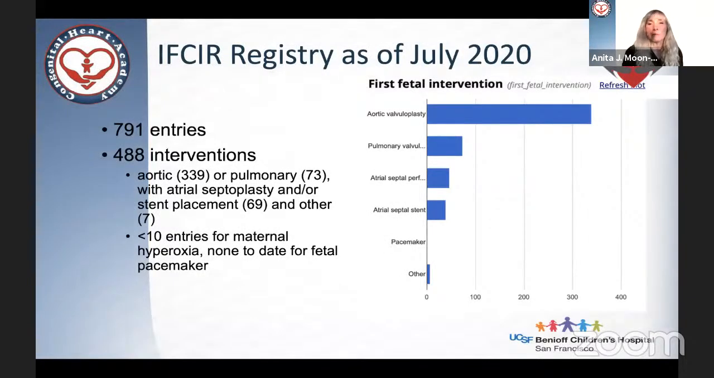As of July 2020, the last time I updated this, we had 791 entries. There are now almost 820. 488 of those were actual interventions, and the others were patients who did not end up having an intervention. Most of them are aortic valvuloplasties, but a fair number of pulmonary valvuloplasties and atrial septal procedures. A few newer procedures that I won't talk about.